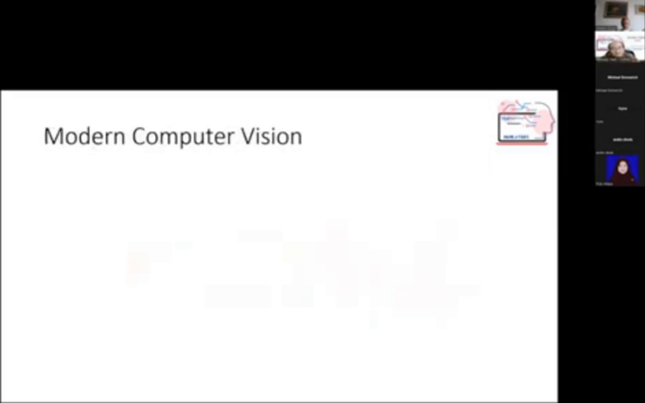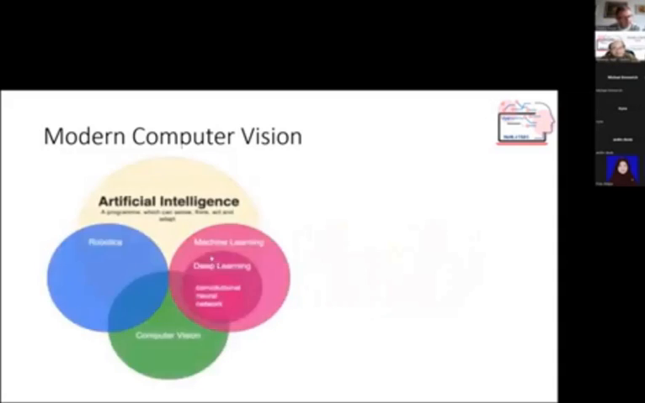So, modern computer vision, we are going to talk about it. With modern advancements in artificial intelligence and computational power, computer vision has become an integral part of everyday life. Before going on, let's take a look at something else. Computer vision is a big subset of artificial intelligence, which encapsulates a lot of different fields such as robotics, machine learning, which is also data science in a way, then deep learning. Convolutional neural networks are a big part of computer vision.